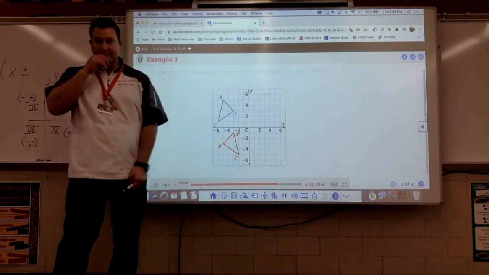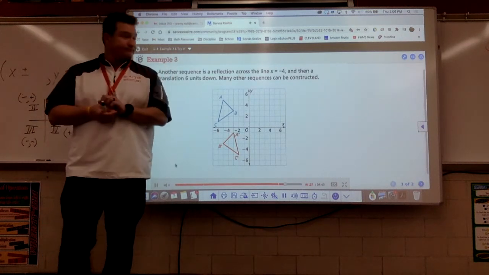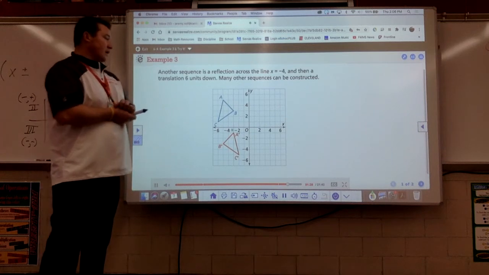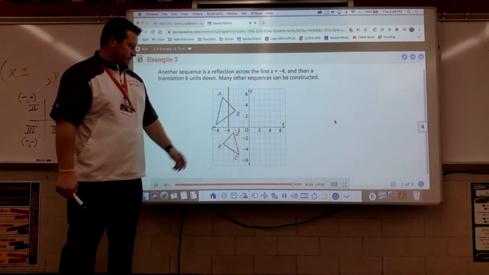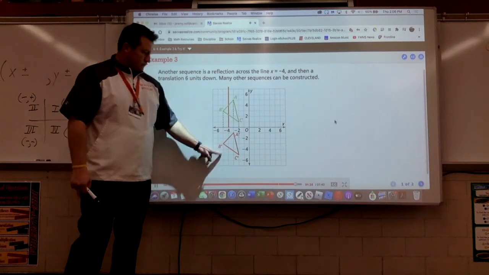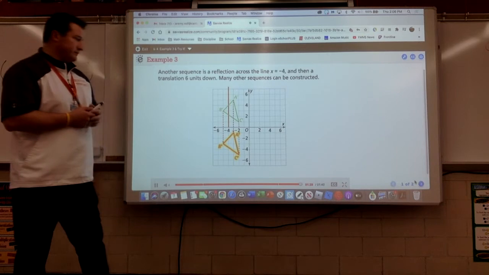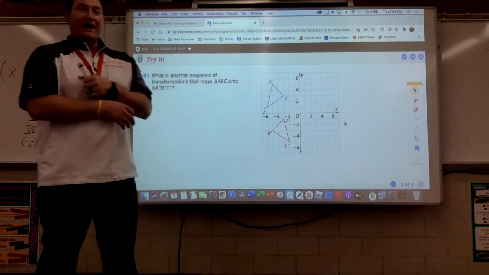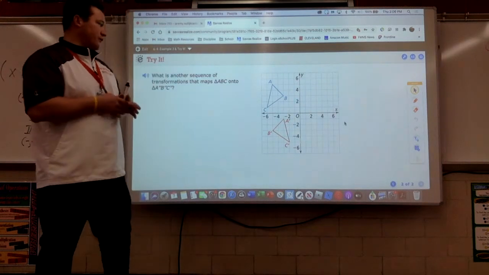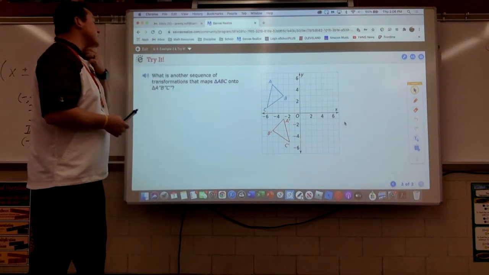Let's see what they say, though. Many other sequences will map the blue triangle to the orange triangle. One sequence is a reflection across the line x equals -4, and then a translation 6 units down. That works too. Many other sequences can be constructed. Yep. Many, they say. And that's true. This is why this is so hard for a lot of us, because there's not just one right answer.